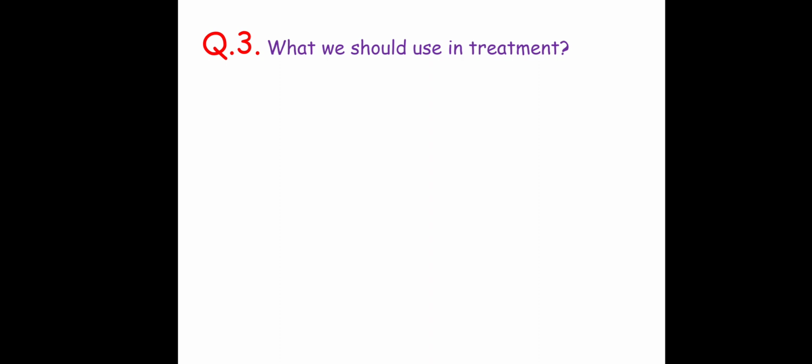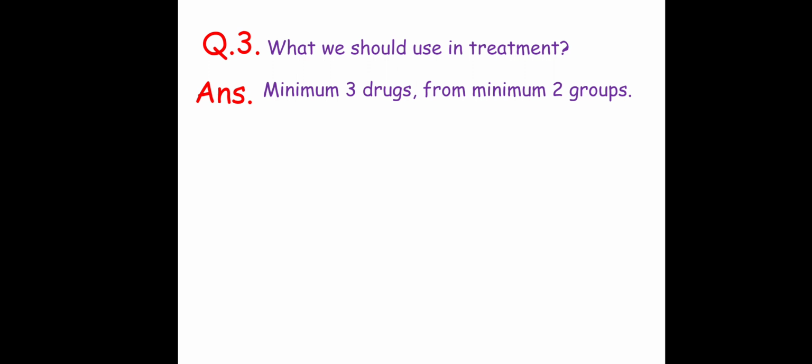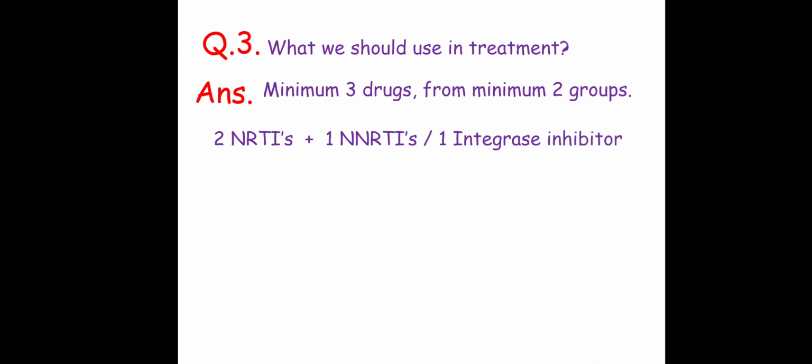And the last and most important question was, what should we use in the treatment? HAART therapy says that we should use a minimum of 3 drugs from a minimum of 2 groups. So all three drugs should not be from one group. We have to use a minimum of 3 drugs but from a minimum of 2 groups. Most commonly we use a regimen which includes 2 NRTIs plus 1 NNRTI or 1 integrase inhibitor. So this is the guideline for HAART therapy.